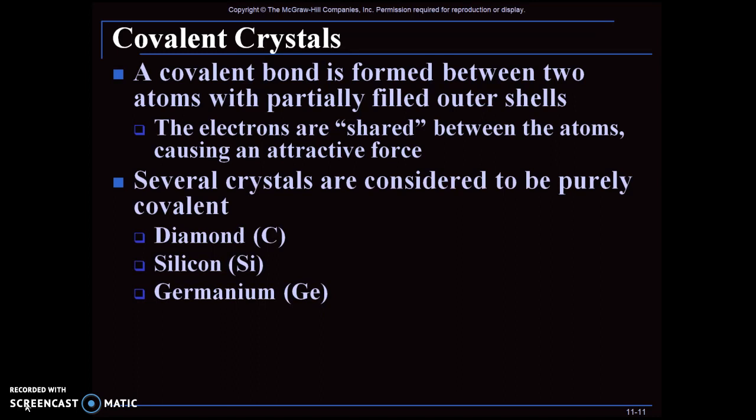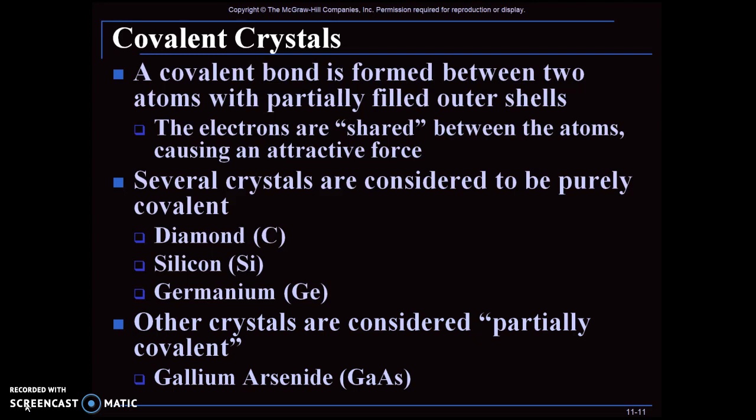Several crystals are considered to be purely covalent, such as diamond, silicon, and germanium, and some other crystals are partially covalent. An example is gallium arsenide. When we say partially, the valence electrons of one of the atoms are shared by both of them. Otherwise, one from this atom and one from the other atom, they both share together. But in some, just one of the valency electrons from one of the atoms is shared by both of them. That is called partially covalent.